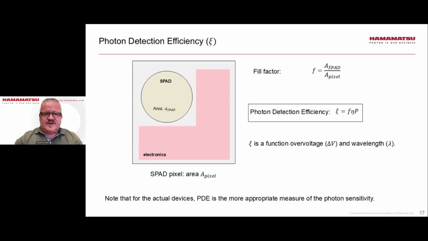However, as we'll see later in the presentation, SPADs are going to be part of pixels where other components, electronics, can be placed. It's therefore a more useful quantity when comparing devices is photon detection efficiency, which takes into account a fill factor, which is simply a percentage of acreage of the pixel occupied by a SPAD to the total acreage.